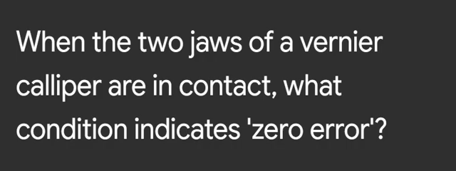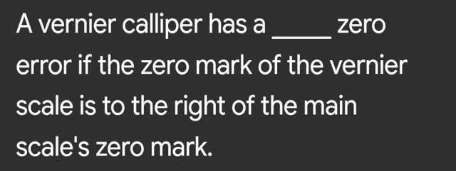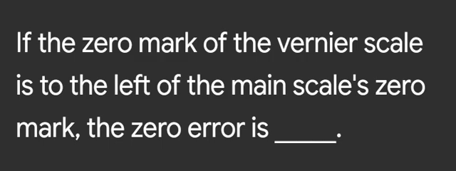16th question. When the two jaws of a vernier caliper are in contact, what condition indicates zero error? So when the two jaws of a vernier caliper are in contact, what condition indicates zero error? A vernier caliper has a dash zero error if the zero mark of the vernier scale is to the right of the main scale zero mark. I'll repeat the question. A vernier caliper has a dash zero error if the zero mark of the vernier scale is to the right of the main scale's zero mark.